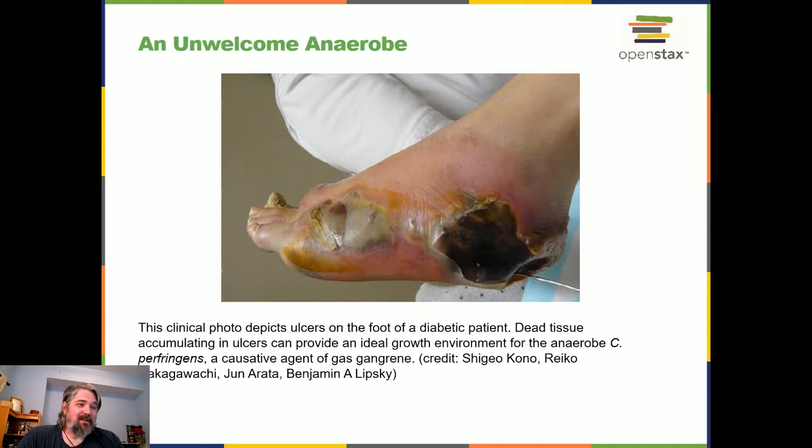So here is what the ulcer in the foot of a diabetic patient can look like. Dead tissue accumulating in ulcers provides an ideal growth environment for Clostridium perfringens, which causes gas gangrene. That's a good thing to keep in mind. Yeah, that's all dead tissue.